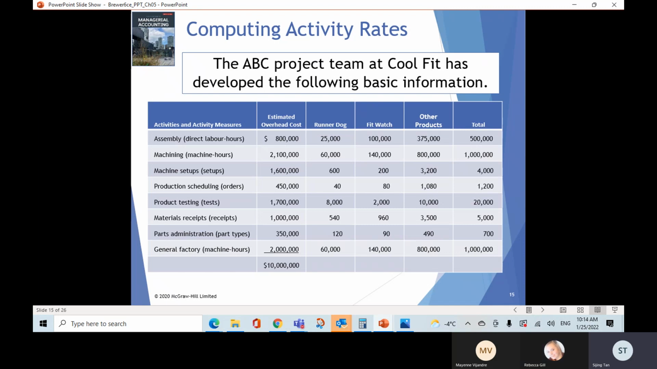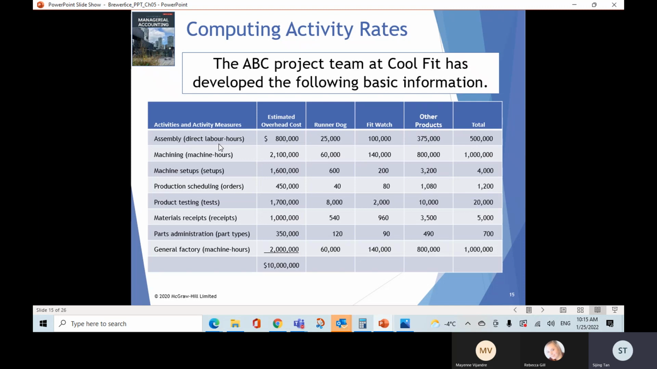Then, let's see, for different activities, right? You can see the different activities. So the ABC project team at the company developed the following basic information. Those are the information given from the question. So for example, activities and activity measures, you have the assembling activities, not department, but activities. So assembly activities by using the direct labor hours as activity base.